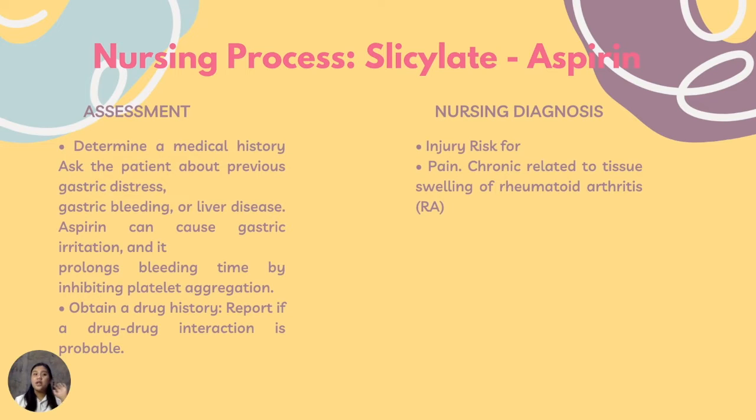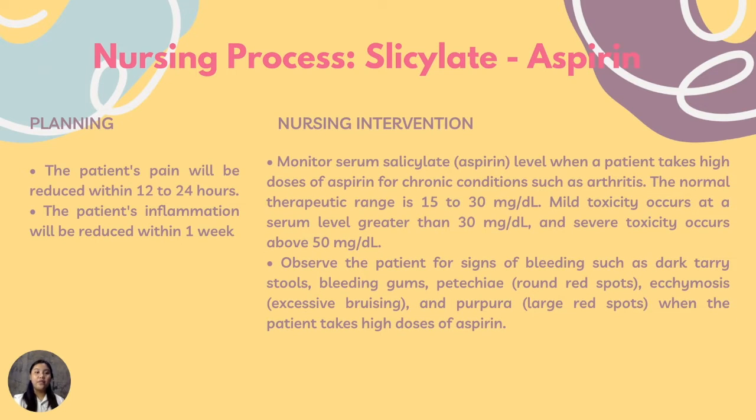So let's go back to aspirin. When we have patients who are taking aspirin, to assess them we have to determine any medical history. We have to ask the patient if they have gastric distress, gastric bleeding, or liver disease, because ang atong aspirin inhibits more of COX-1. We also have to obtain a drug history to check for drug-drug interaction. Why? Again, aspirin is highly protein-bound. For the nursing diagnosis, we have risk for injury, and pain, chronic, related to tissue swelling or rheumatoid arthritis. For the planning, we have to make sure that the pain will be reduced within 12 to 24 hours, and the inflammation will be reduced within a week.